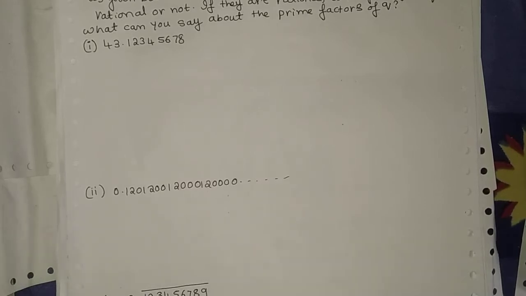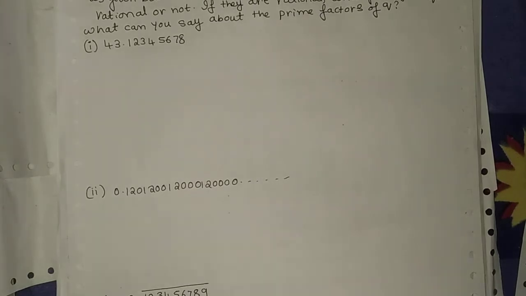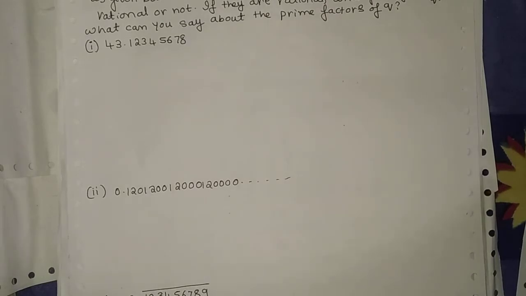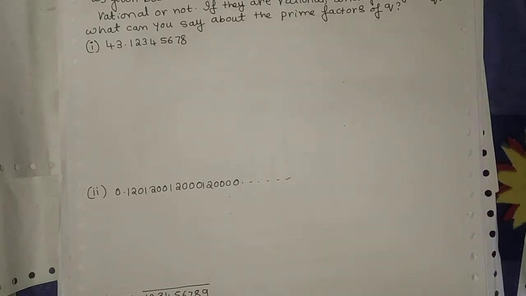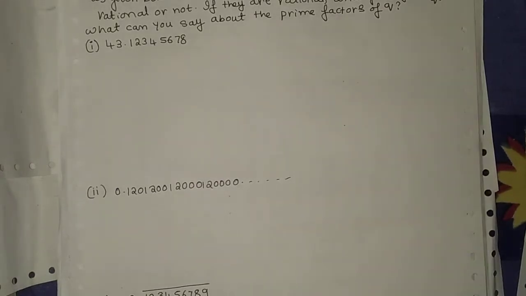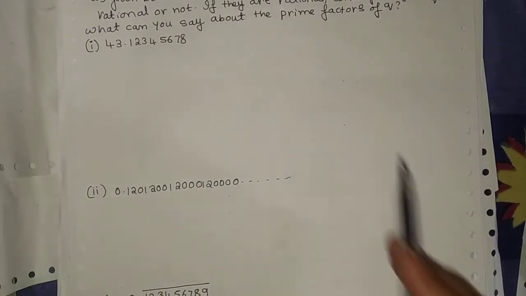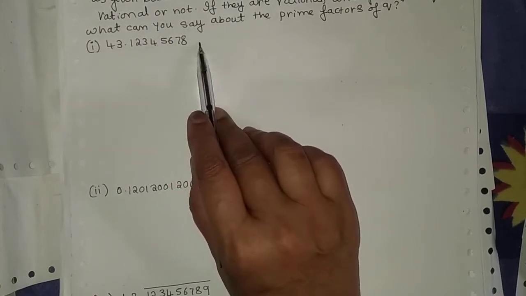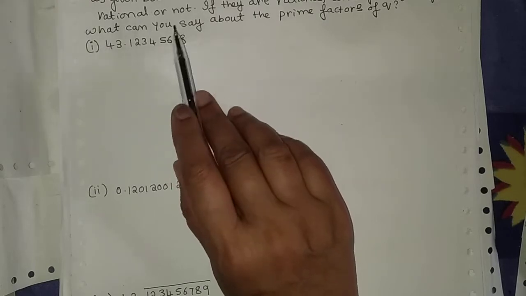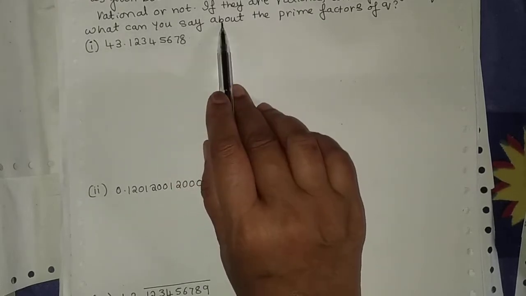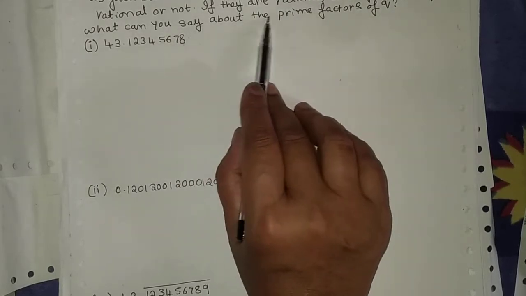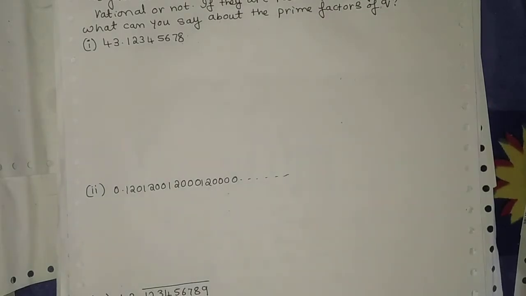So here we have the first problem, 43.12345678 is given. The following real numbers have decimal expansions. In each case we have to decide whether it is rational or not. If they are rational and in the form P by Q, what do you say about the prime factors of Q?